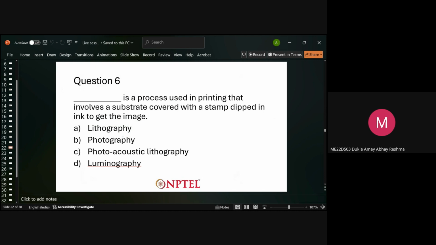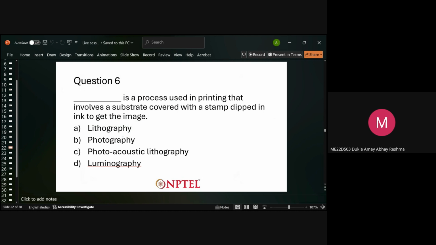So lithography is basically a very old technique. It is derived from the Greek word lithos, which means stone, and graphy means to print. So you are using a stone to print. Then there is photography, which we all know.